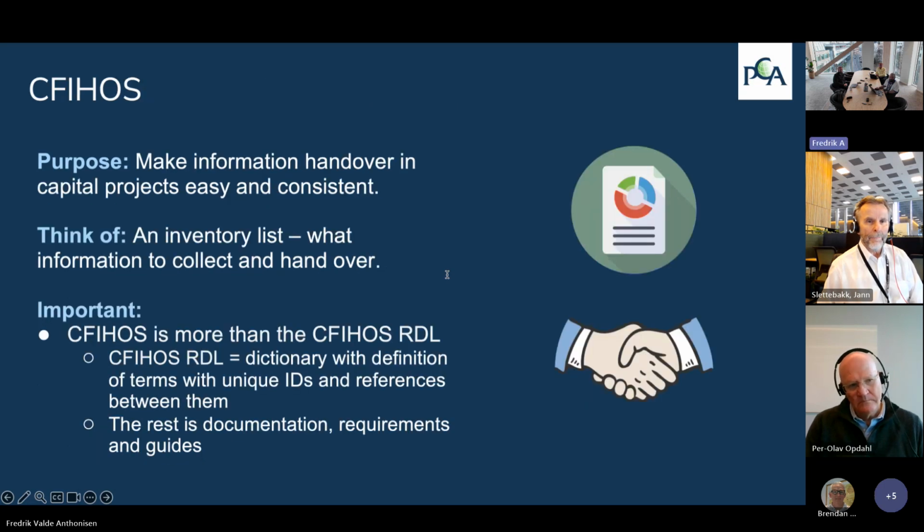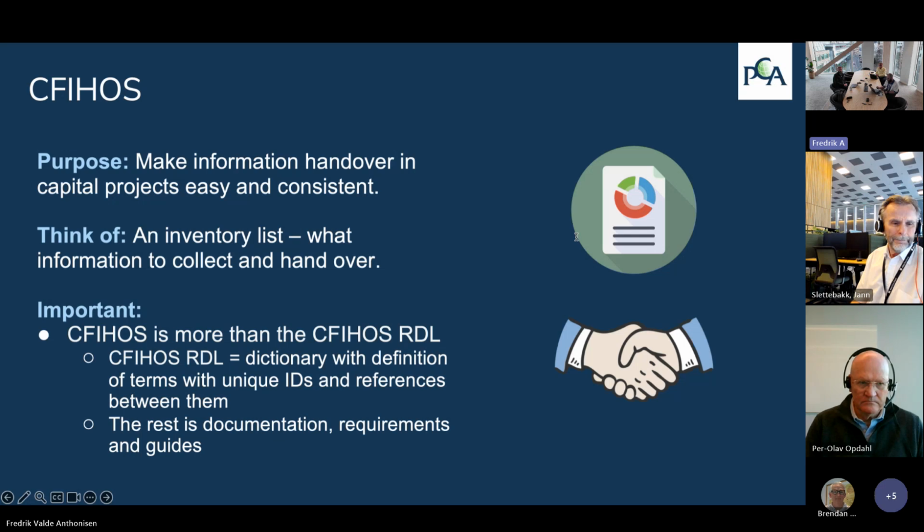Another standard that I hope everyone here has heard of before is SHIFOS. Let's say the overall purpose of SHIFOS is to make information handover in capital projects easy for people and to make it consistent. And you could think of it kind of like an inventory list of what information to collect and which information to hand over.